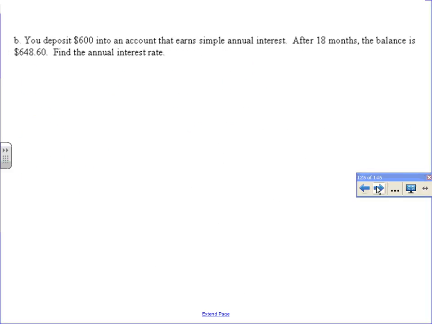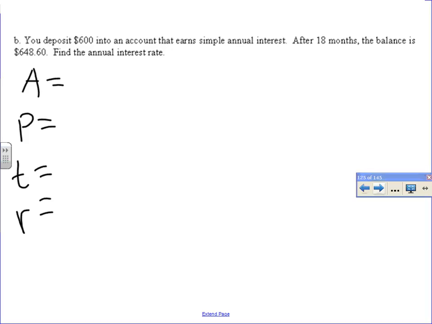Okay, letter B. So you deposit $600 into an account. It earns simple annual interest. After 18 months, the balance of the account is $648.60. Find the annual interest rate. So I want you guys to tell me, what do we have? What is A? What is P? What is T? And what is R? So let's start with A.